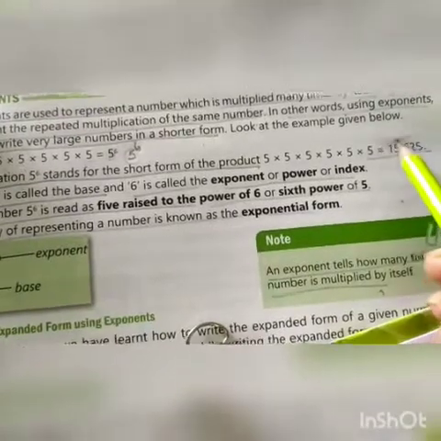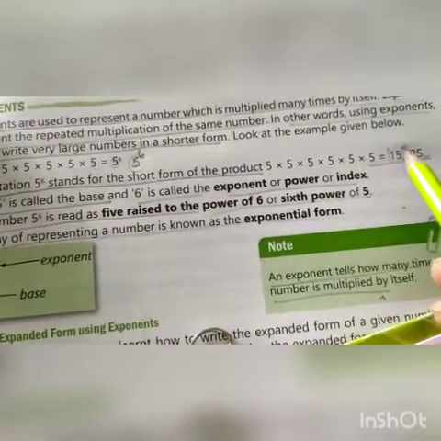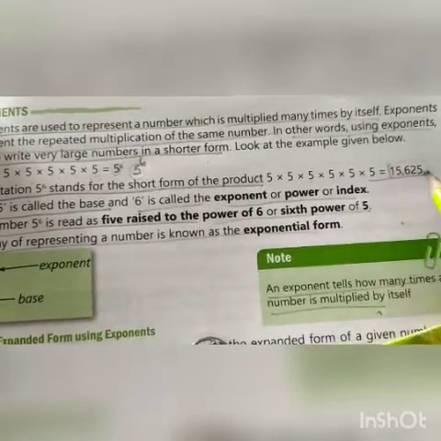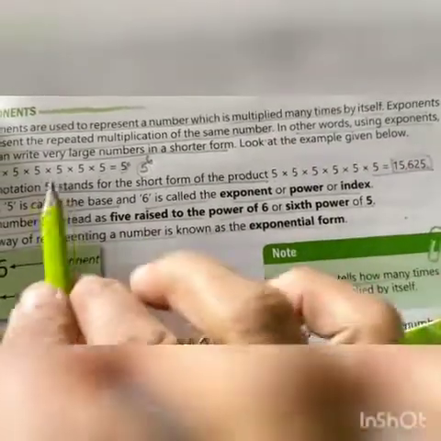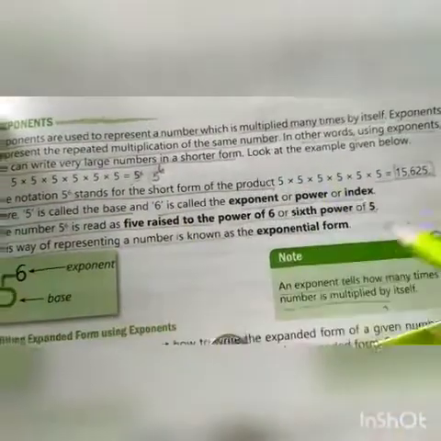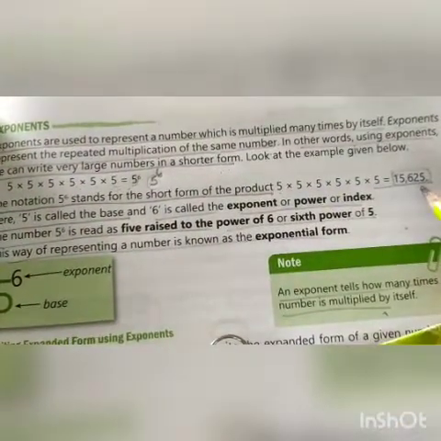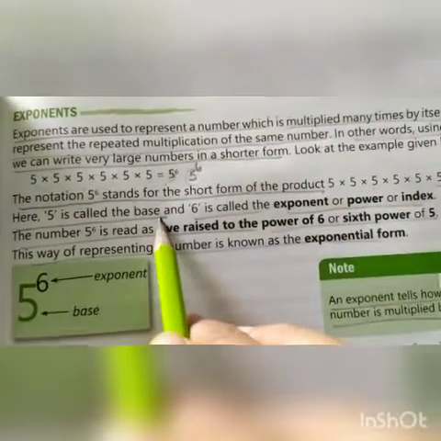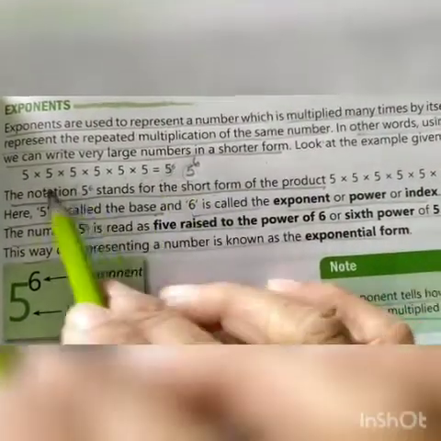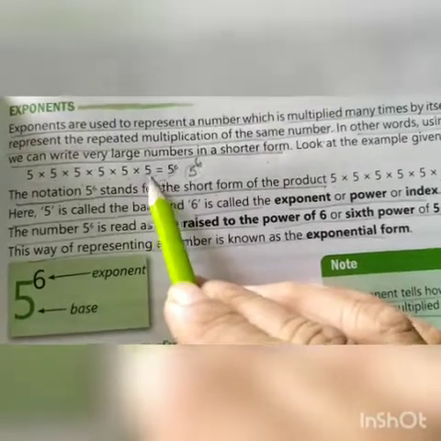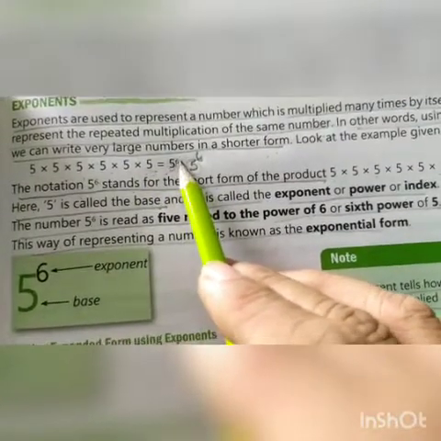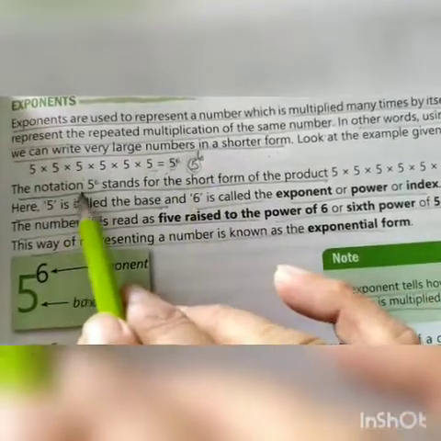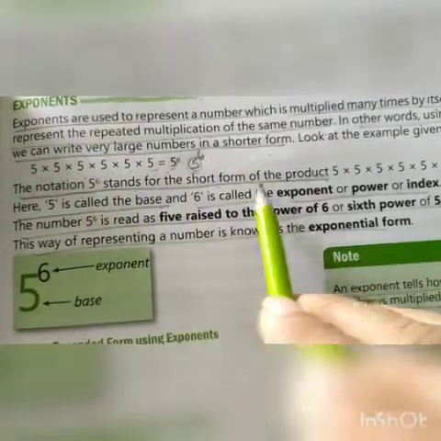So here we have written this large number. This 15,625 is a large number. We have written this large number in the shorter form. How do we write it? First we do the prime factorization of this number, then we write. Here 5 is called the base. When we write this given multiplication in shorter form like this, then this 5 is known as the base. The notation 5 power 6 stands for the short form.